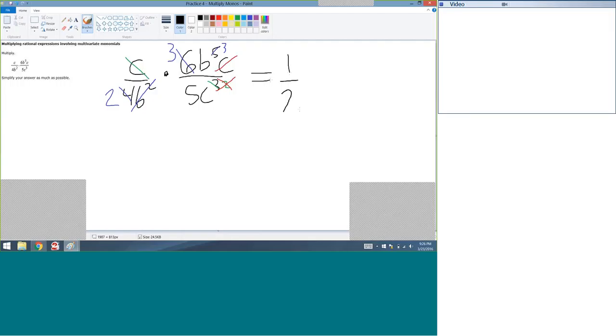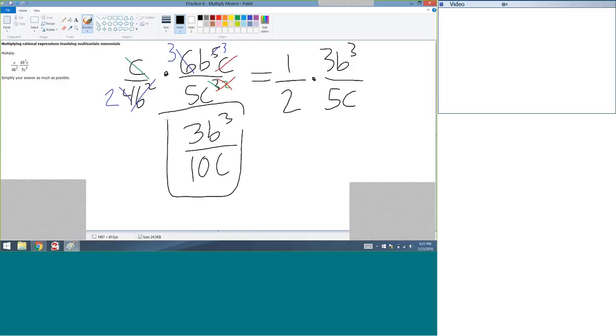We have a 1 over 2 times 3b cubed over 5c. So now that it's cleaner, it's easier to see that it doesn't look like we have any more things that could cross-reduce or reduce from top to bottom. So now is a good time to multiply straight across. 1 times 3b cubed is going to remain the same. And a 2 times 5c is going to give us 10c. So none of these things have anything in common anymore, so we know that we can call this the final answer.